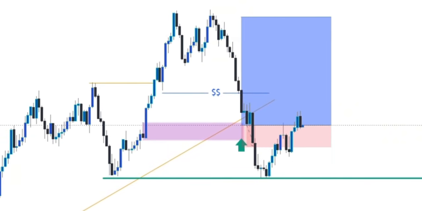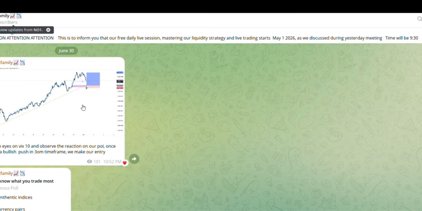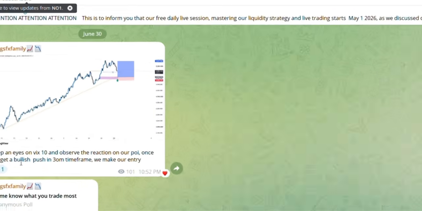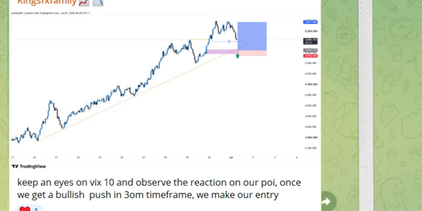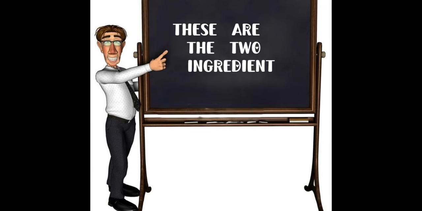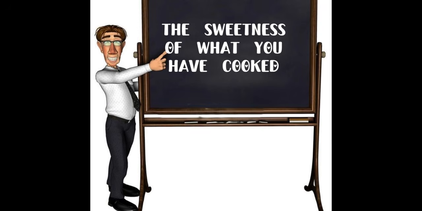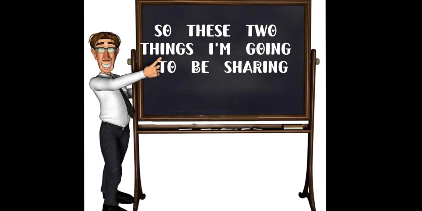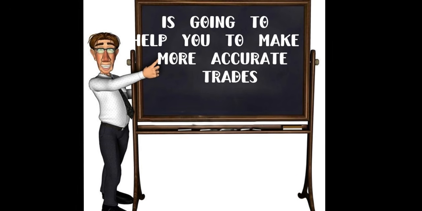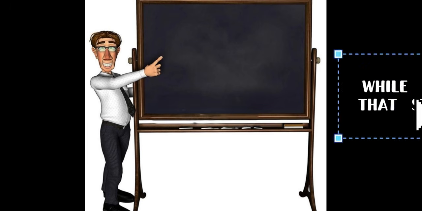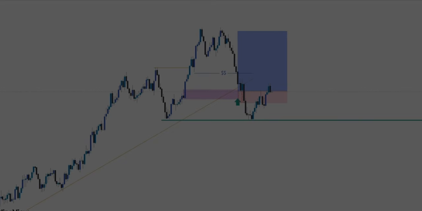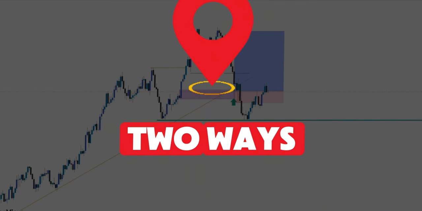So now I'm going to use this particular trade I dropped in my signal group yesterday to give an example. If you look at this, you can see what I posted there. Keep an eye on VS10 and observe the reaction on our POI. Once we get a bullish push in 30 minutes time frame, we make our entry. Now, these are the 2 ingredients that are going to bring out the sweetness of what we have cooked. These 2 things I'm going to be sharing are going to help you to make more accurate trades while using that strategy. Now, we have 2 ways that the price approaches our POI that you need to pay attention to.